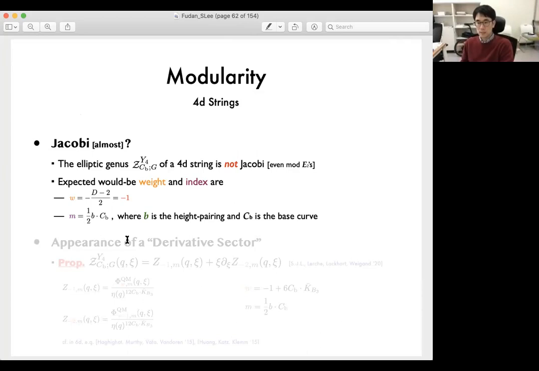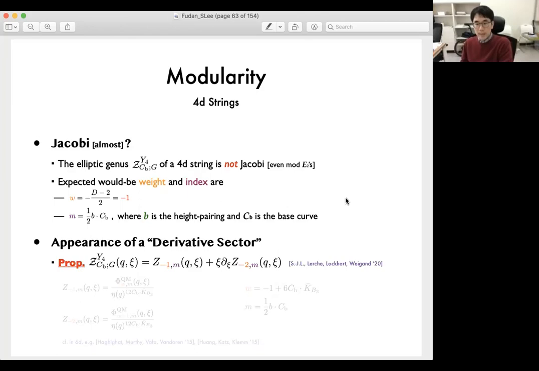Recall that even in six dimensions, the elliptic genus was not Jacobi in the strictest sense, but we could still control it by including E2s in the generating set. In four dimensions, however, as it turns out, it's not enough to just include E2s, and something very different is going to happen. Our proposal is that the general ansatz in the four-dimensional sector must involve a derivative sector, completely breaking Jacobiness. So we propose that the elliptic genus decomposes into these two sectors, the Z sub minus one and the C derivative of Z sub minus two. Here, these two Z's are individually Jacobi forms, again, modulo E2s in general.